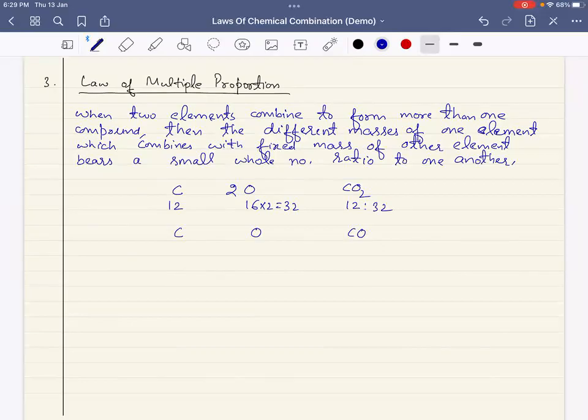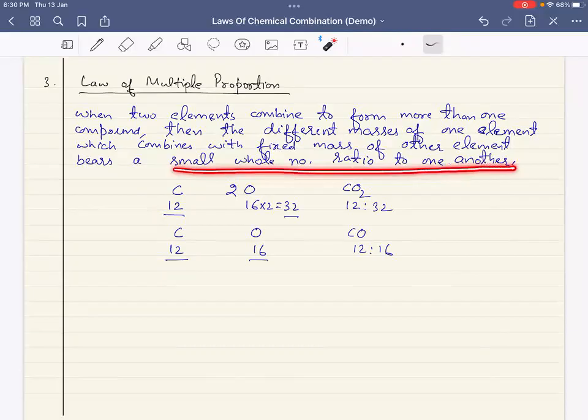And then in the second case of carbon monoxide, carbon and oxygen combine in the ratio of 12:16. So here we can see that the mass of carbon is constant, meaning different masses of oxygen, that is 32 and 16, are combining with the fixed mass of the other element, that is carbon, and the fixed mass is 12 gram. So the ratio in which they combine bears a small whole number ratio to one another.